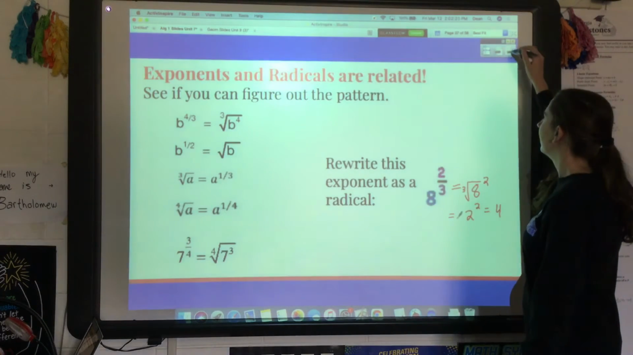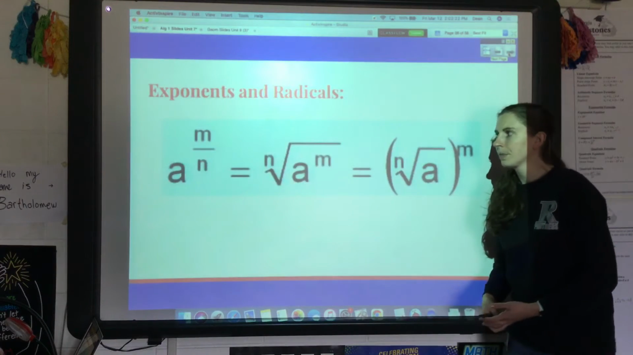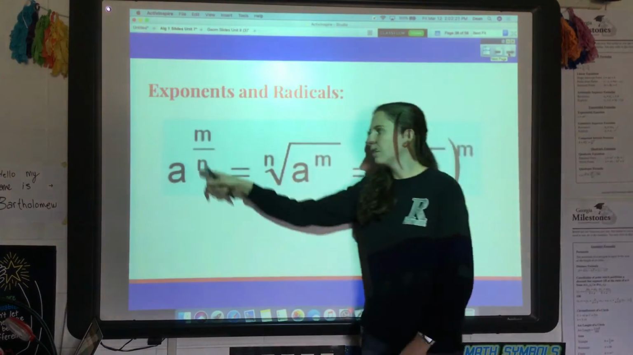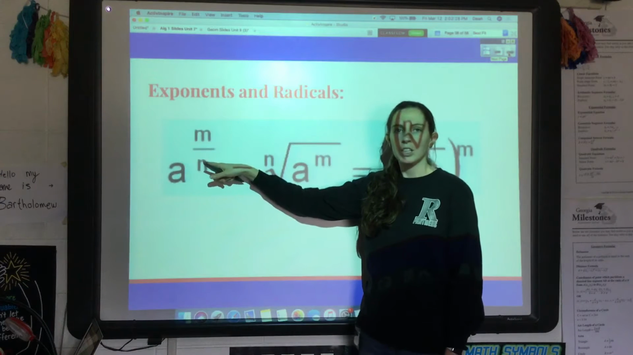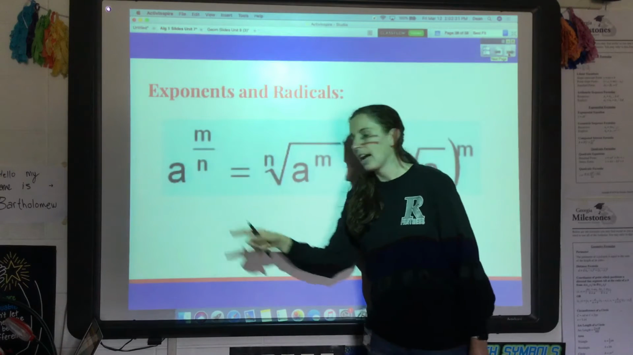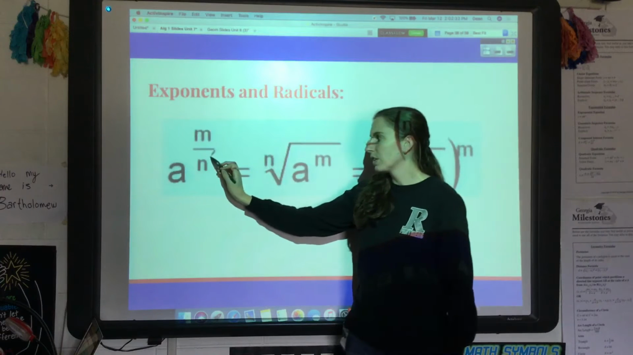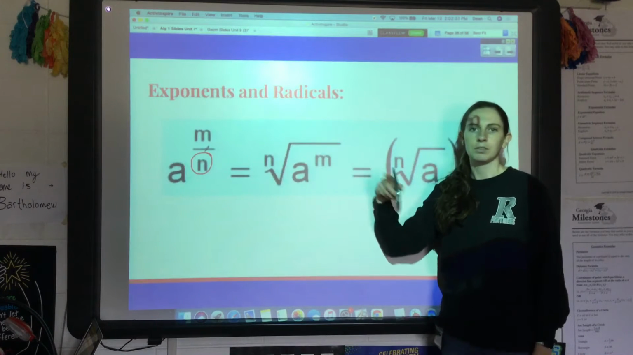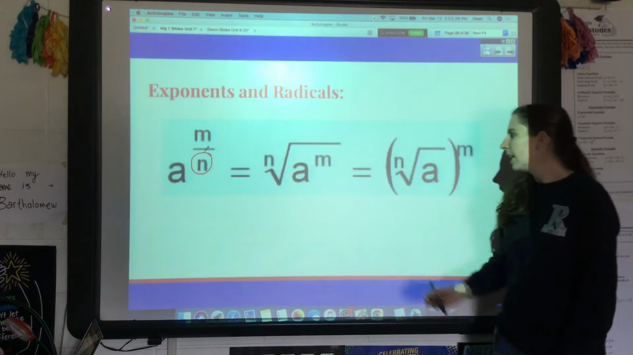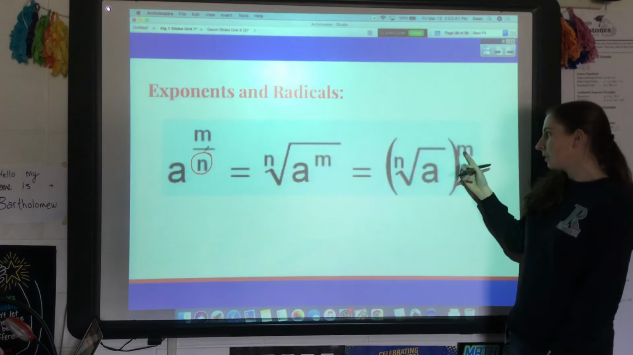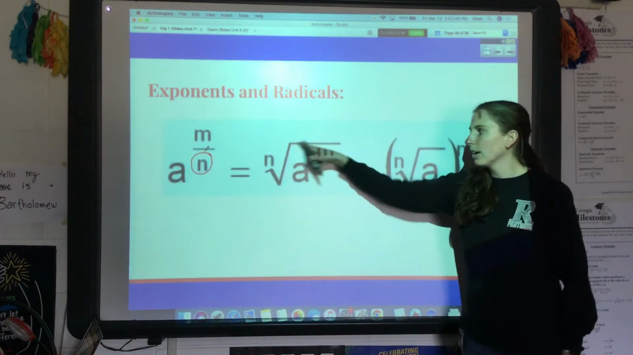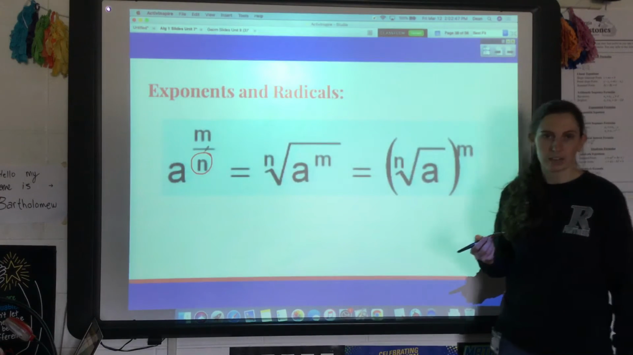So here's the rule, in general. If you have an exponent that's a fraction, you can rewrite it as a radical, where whatever's in the denominator of the fraction becomes the index on the radical, the number in front of the radical. And once again, the power that's left can stay inside the radical, or it can go outside the radical. It actually doesn't matter.